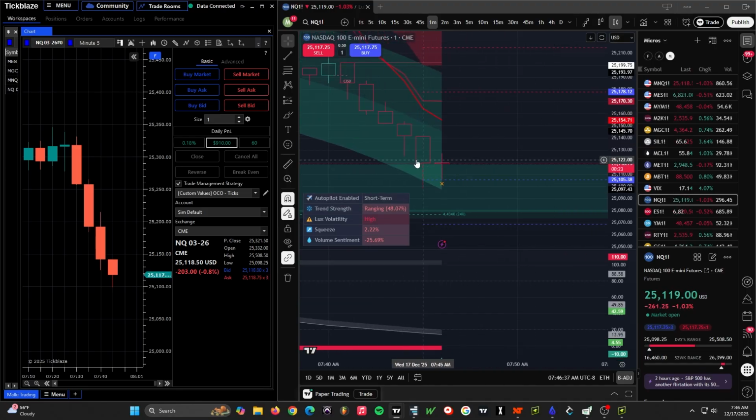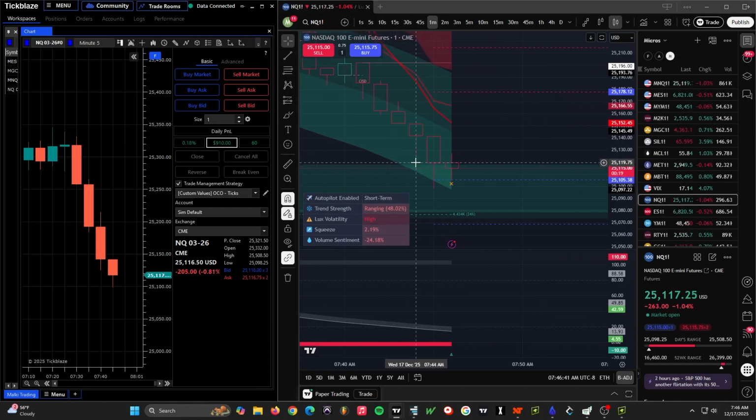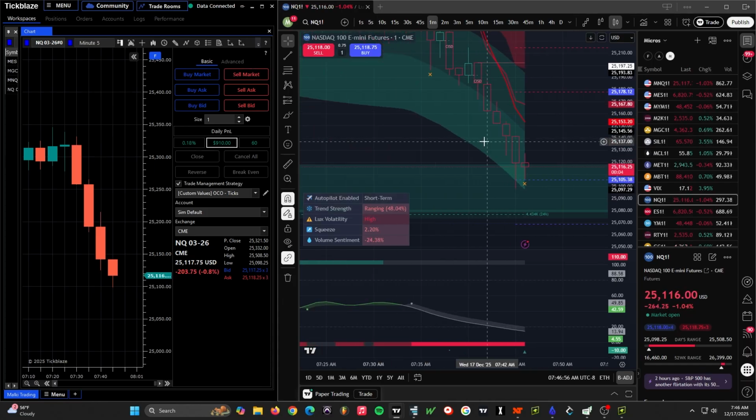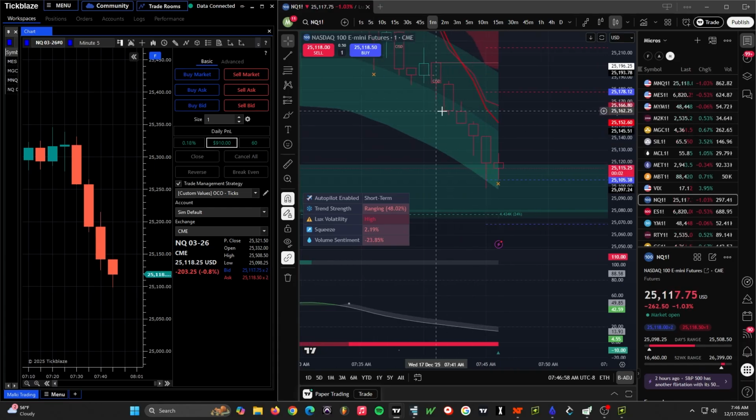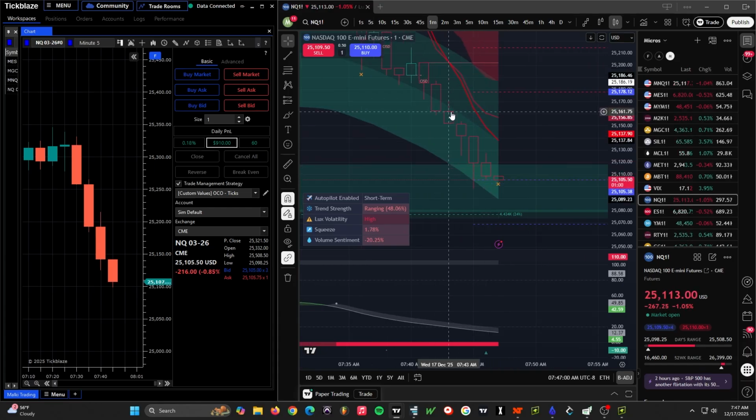But now, see, we had some buyers here. We're having some buyers here. Look at these wicks. They're starting to come in. So it'll probably go back up to this wick right here. What is it, 25,173? It'd be like 50 points. I can see that. It always goes farther than I think, but I just want to play it safe. At least 25,160.